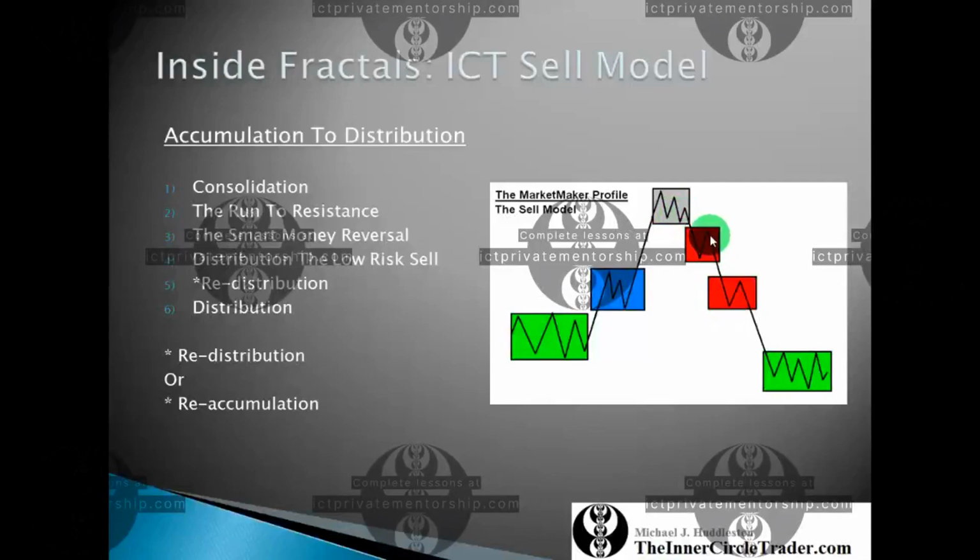The next stage is either a redistribution, in other words, an increase of more selling orders or short orders, or like we had in the previous teaching about the ICT buy model, this stage here can be a reaccumulation point. In other words, this could be a buy, a retracement here, just to reaccumulate more longs that they had accumulated here or in here. So in this area here, we could see the resumption of a longer term bull trend.